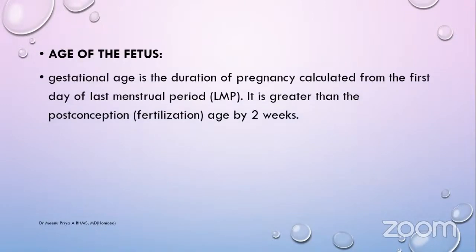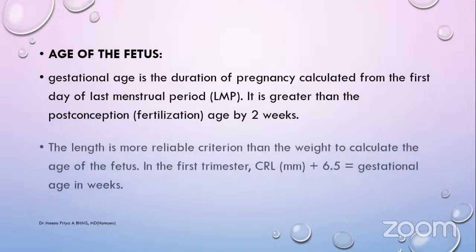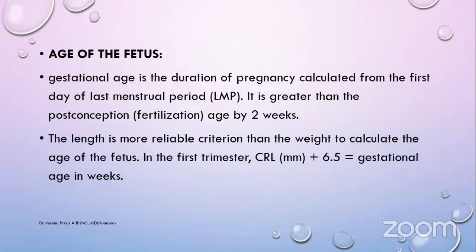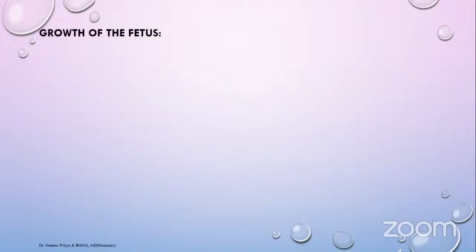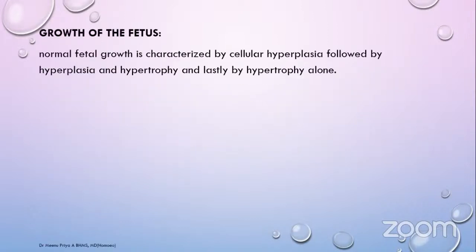Age of the fetus. Gestational age is the duration of pregnancy calculated from the first day of last menstrual period, LMP. It is greater than post-conception fertilization age by 2 weeks. The length is a more reliable criterion than the weight to calculate the age of the fetus. In first trimester, crown rump length in mm plus 6.5 becomes the gestational age in weeks. Next, growth of the fetus, how it is calculated or seen.